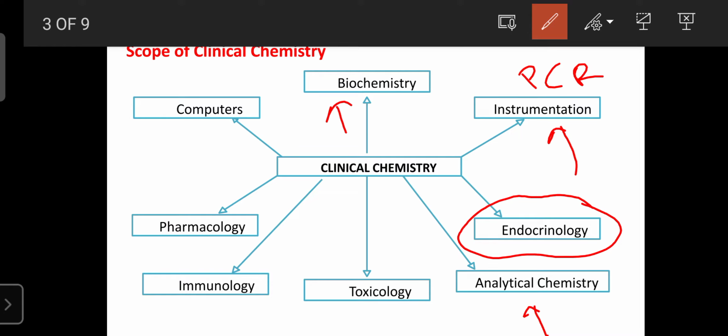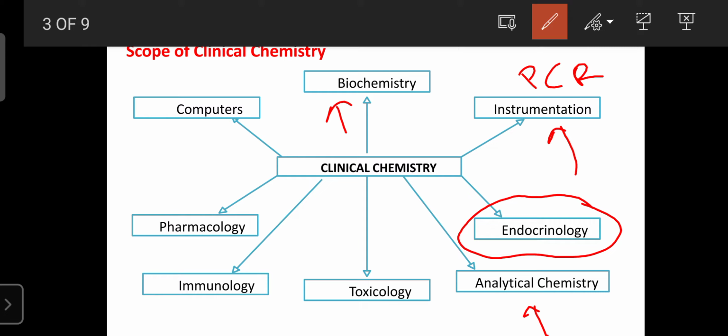And clinical chemistry also has scope in toxicology study, the study of toxicants in the body: at what level a toxicant, if it enters, causes disease or not, or causes death or not. That is also concluded with the help of clinical chemistry. It is also helpful for the study of immunology, related to immunity: how immunity depends, who is responsible to develop the immunity, who is responsible to decrease the immunity. That can also be studied with the help of clinical chemistry.